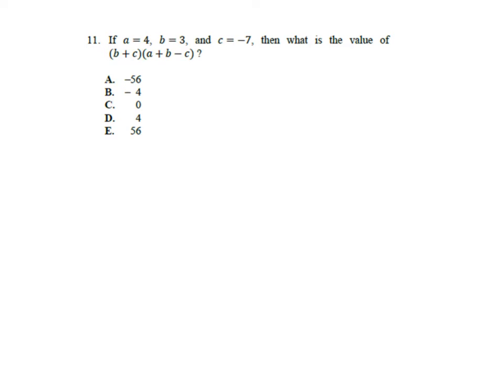This example says, if A equals 4, B equals 3, and C equals -7, then what is the value of quantity B plus C times the quantity A plus B minus C? So we are just plugging in these values. Anywhere I see an A, I'm going to replace it with a 4. Anywhere I see a B, I'm replacing with a 3. Anywhere I see a C, I'm replacing with -7. So what that would look like is 3 plus -7, times 4 plus 3 minus -7. And then I'm just going to type this directly into the calculator exactly how I wrote it, and I get -56.